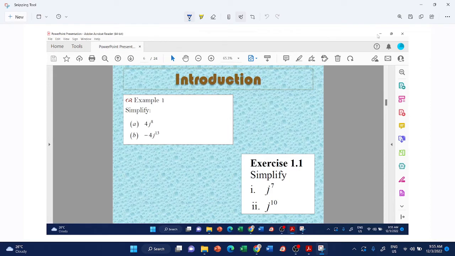Can we simplify here for number 1A, 4J to the power 8. J here means I, right? 4I power 8. Something like that. What do you think? I don't think so we can. Sure, tak boleh. Rasanya lah. Okay, sebab tadi Media ada mention kan, I squared sama dengan negatif 1. So, boleh tak kita reducekan this one, 4I power 8.